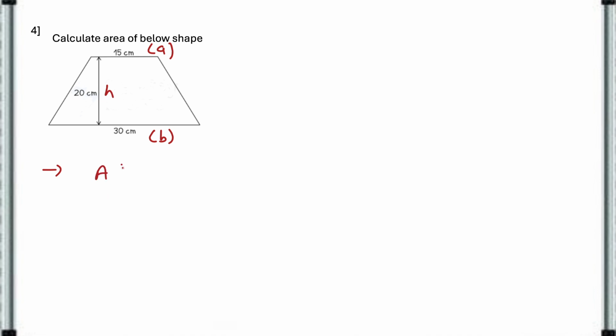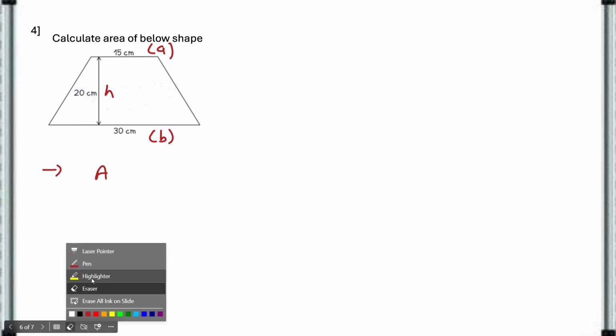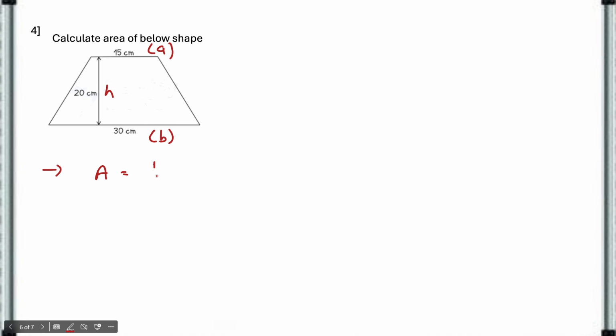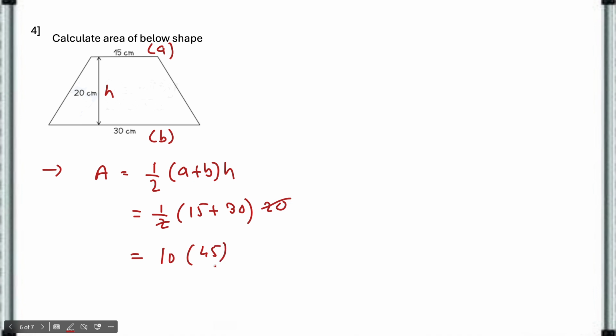So what is the formula of area of trapezium? Here we have only one shape, so I can directly denote it by A only, no need to write A1 or A2. So area is equal to, initially write down the formula, 1 by 2 into (A plus B) into H. So 1 by 2, A is here 15 plus B is here 30, into height is here 20, right? What I did first, I just divided 20 by 2, so 20 by 2 will be 10, and 15 plus 30 will be 45. So area is equal to 45 into 10, which is 450 centimeter square.